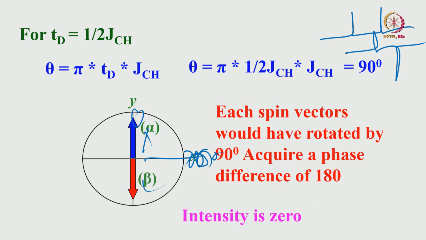But now the CH intensity at exactly 1 over 2J is 0, because the alpha and beta vectors, which were in phase by 90 degrees, are each antiphase in character, with a 180 degree phase difference. The positive and negative components of the vector get nullified. There won't be any signal, you will not get a signal.